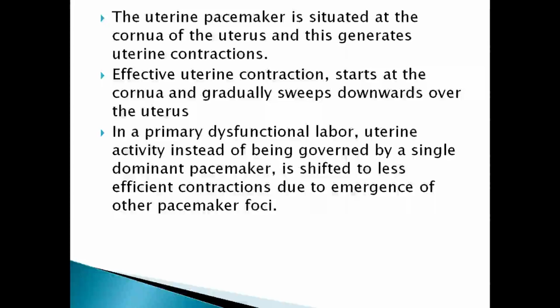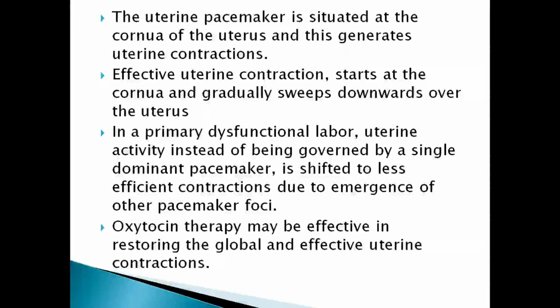Effective uterine contractions start at the cornu and gradually sweep downwards over the uterus. In primary dysfunctional labor, the uterine activity, instead of being governed by a single dominant pacemaker, shifts to less efficient contractions due to the emergence of other pacemaker foci. Oxytocin therapy may be effective in restoring global and effective uterine contraction.